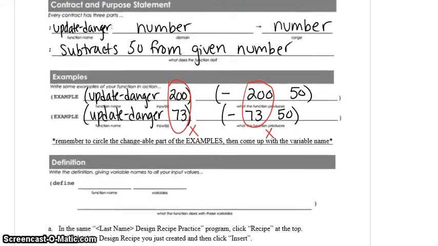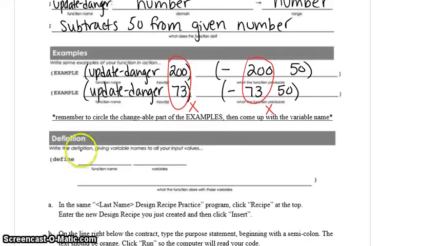It's short and sweet, so that when I go to write my definition, I'm rewriting everything in the example that stayed the same. So the update danger, of course, stayed the same. Instead of using a specific number for the input, I'm just using x. What do I want the computer to do with that variable? I want it to subtract 50 from whatever I typed in for x. So I just need to write that out in code.